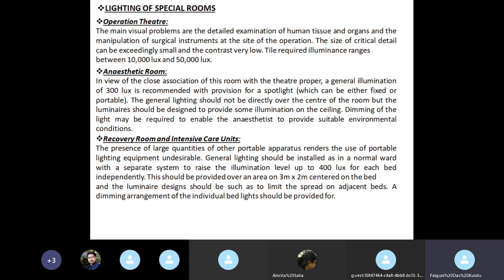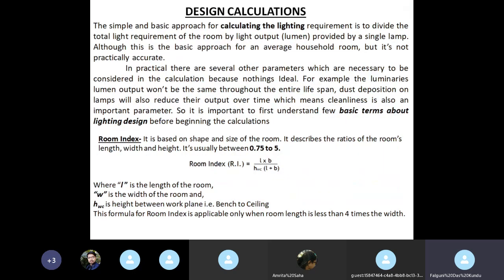independently. This should be provided over an area of 3 meters by 2 meters centered on the bed, and the luminaire design should be such as to limit the spread to adjacent beds. A dimming arrangement of the individual bed lights should be provided for.